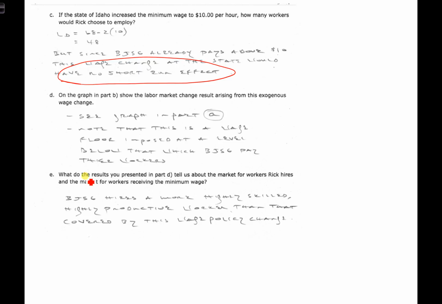And then finally, I say, what do the results you presented in Part D tell us about the market for workers BJSG is hiring, in comparison to the market for workers receiving the minimum wage? Well, BJSG hires a more highly skilled worker, more highly productive worker than that which is covered by this wage policy change. And that's the answers to number 3 and number 4.